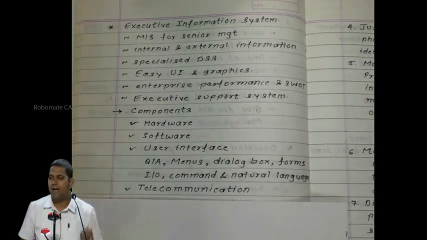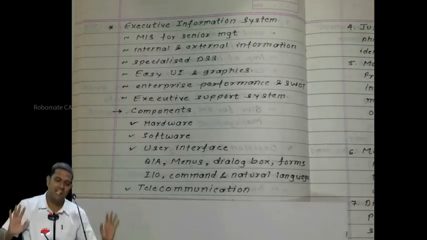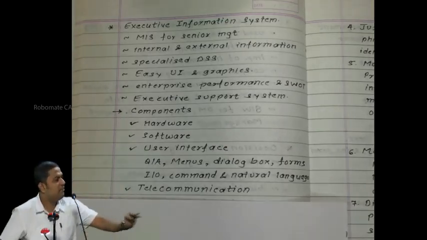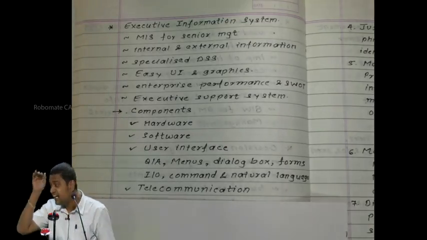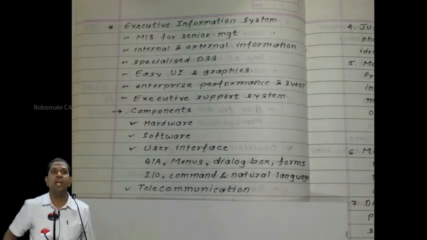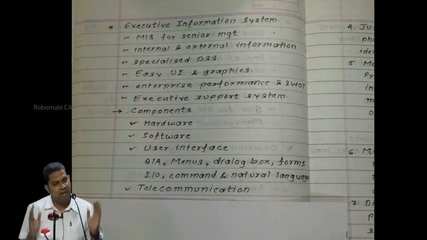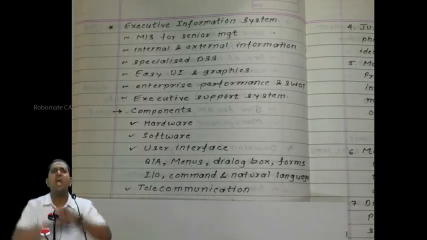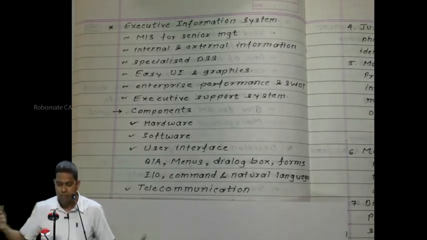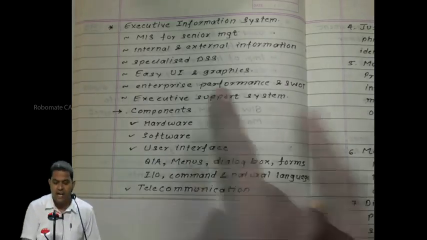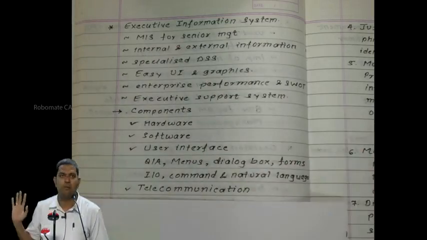See, when we say MIS, we are just saying it is for top level management, but middle level managers can also use it. But when we say executive information system, it is nothing but the management information system exclusively used by the top level management. And what is there inside? It has internal and external information.